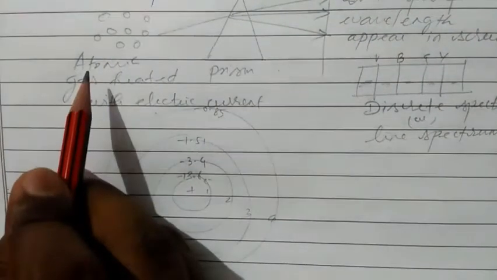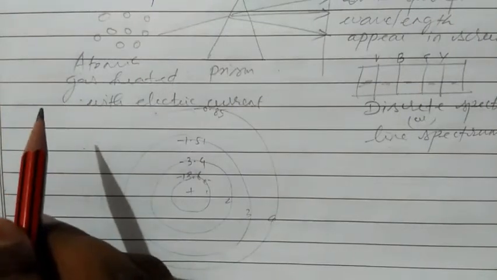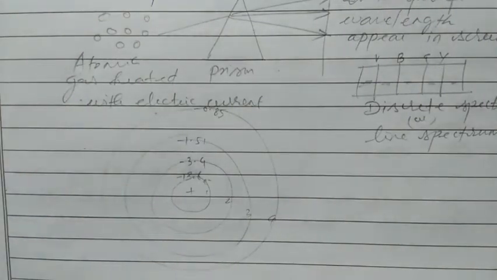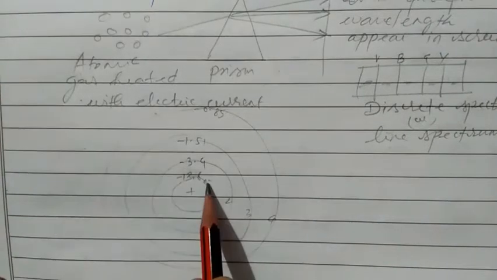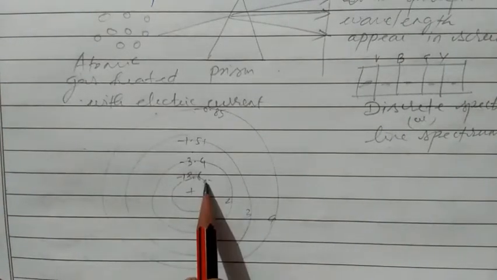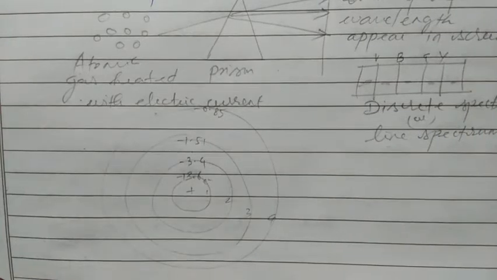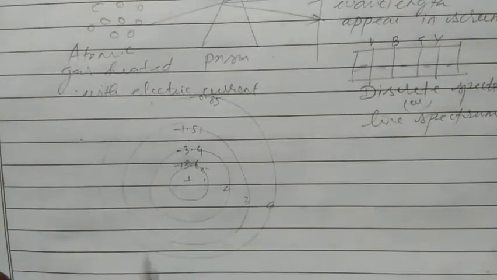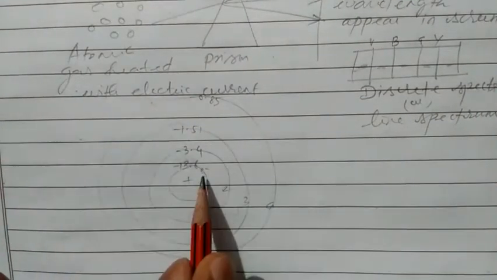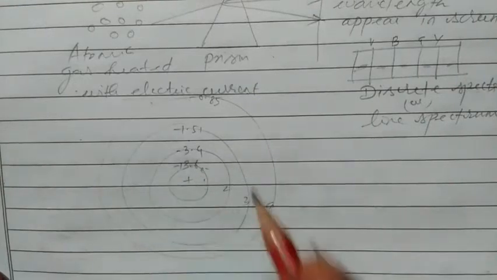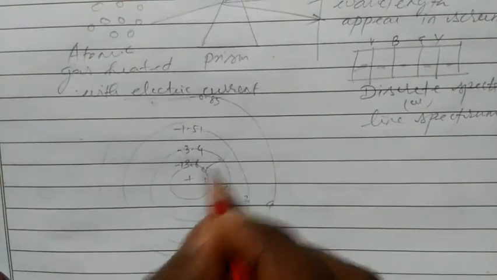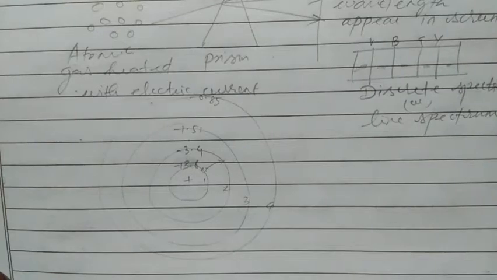Here we heat the gas. What will happen while heating the gas? The electrons present in the atom will start to get excited, will start to move from their orbital to another orbital. I am heating this atom with the help of electric current. The electron present in the orbital will start to make a transition.